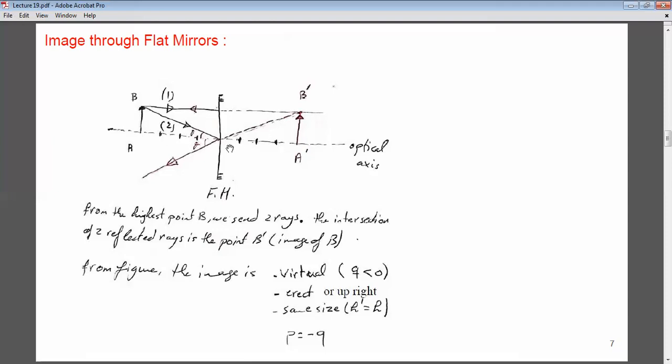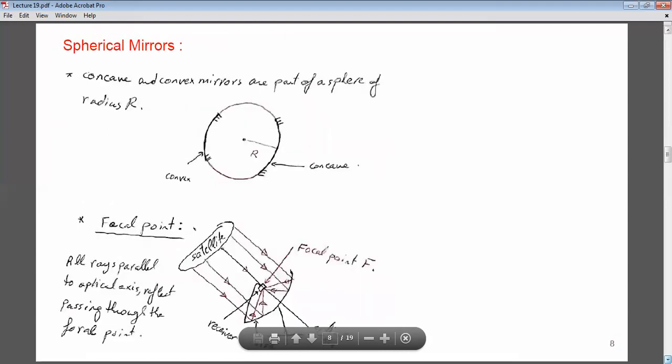You use a ruler. And here, if this AB is 1, 2, 3, 4 away from the mirror, we got the image to be 1, 2, 3, 4 away from the mirror. That is, in this case, P equal to Q. But remember that Q is negative, so P is equal to minus Q. So this is image formation through flat mirrors.